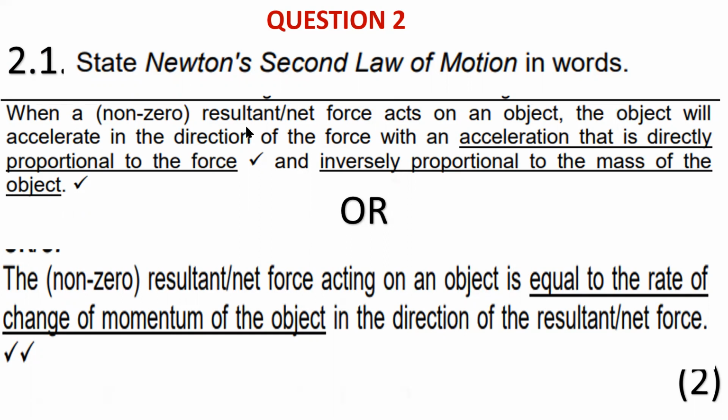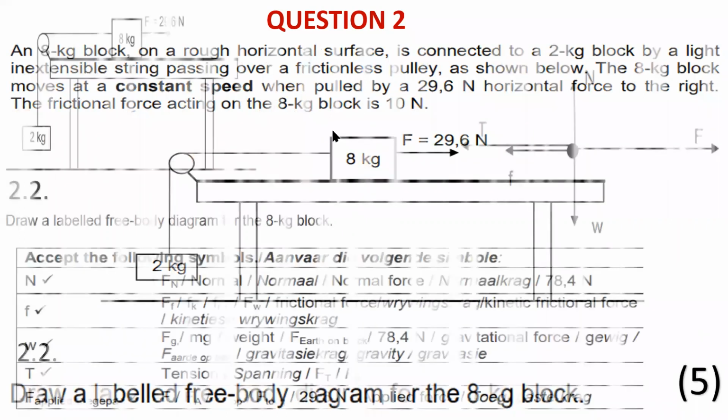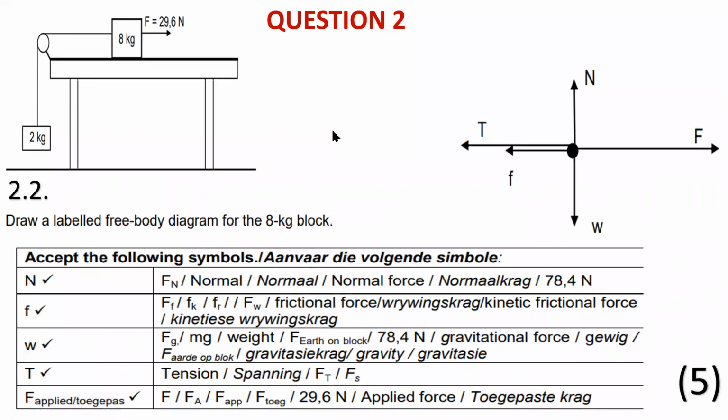Let's see what they ask you. Draw a labeled free body diagram for the 8 kg. Okay, so what forces do we have on this 8 kg object? As you see, we have applied force this way and tension force that way. On the object we can draw. As you know, we have force diagram and free body diagram.